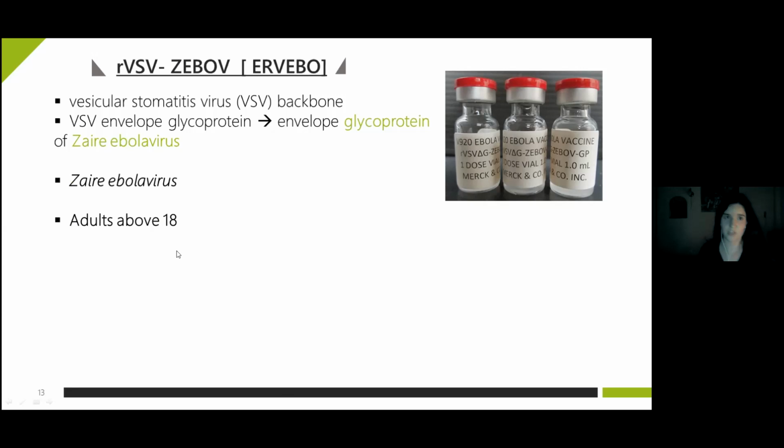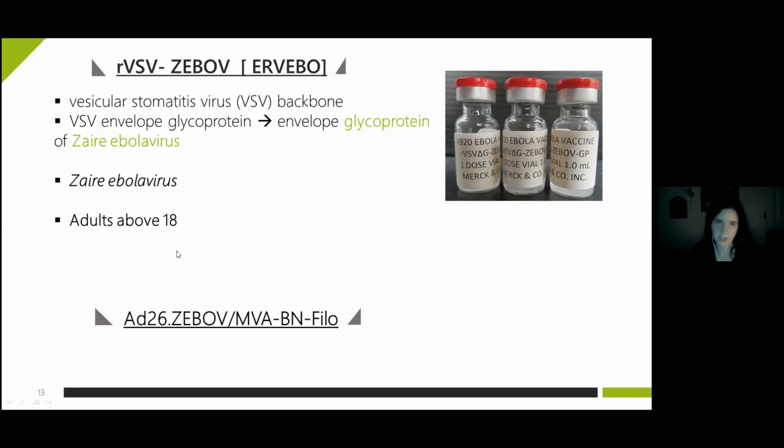And while this is being used, it of course has its limitations, which are the fact that it only offers protection against the species of Zaire Ebola virus and not other species, and the fact that it's used only on adults. And we have a second vaccine that is a double vaccine with a prime dose and a booster dose afterwards, which was approved later than the first one in the EU in July of 2020.